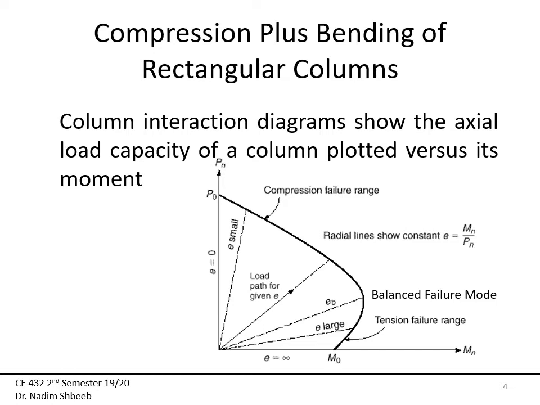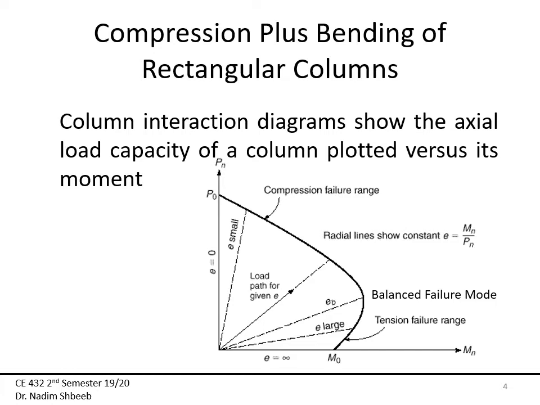Since we know we have infinite possibilities of eccentricity for each column, the eccentricity could be 0, which means I'm going to have pure axial force. And I could have a very large, we'll not call it infinite eccentricity, but let's say a very large moment, and that will give me a high value of eccentricity, which means now my column is under pure moment, which means my column virtually is becoming a beam.